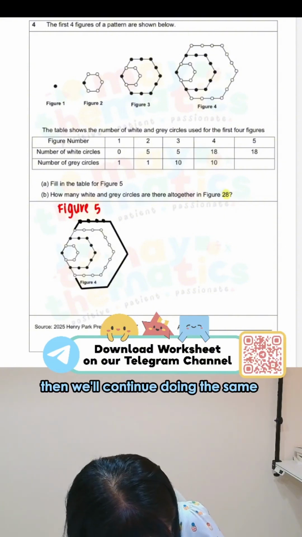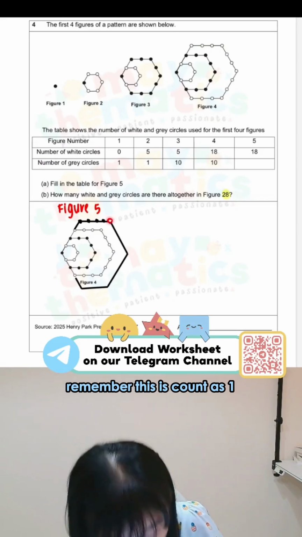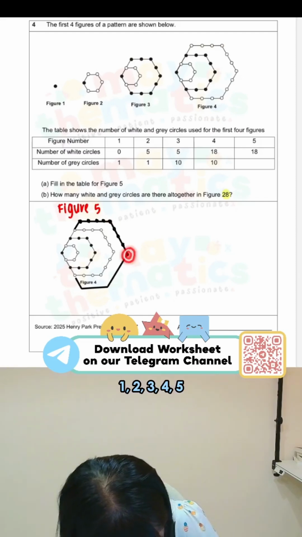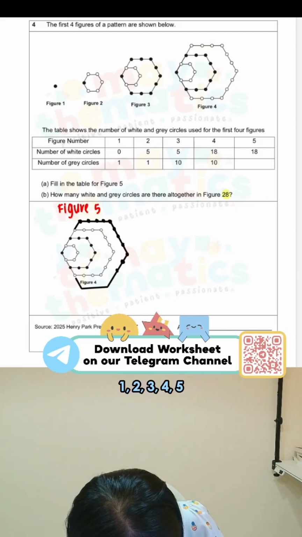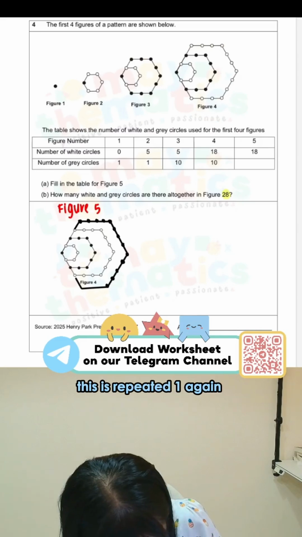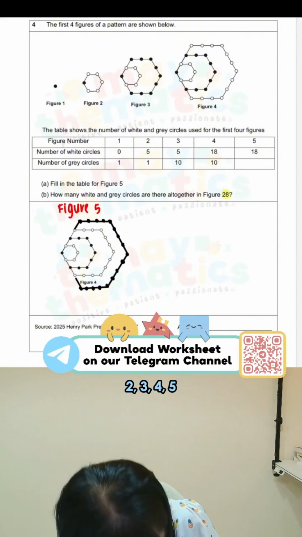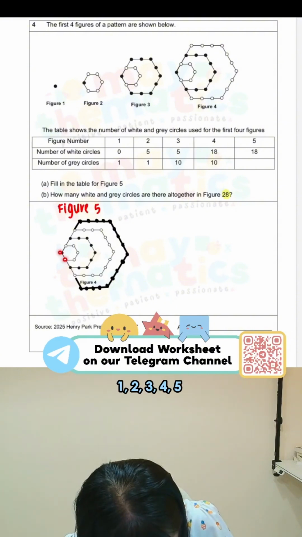Then we'll continue doing the same. Remember this is counted as 1. So 1, 2, 3, 4, 5. Repeated again, this is 1, 2, 3, 4, 5. This is repeated, 1 again, 2, 3, 4, 5. Okay, let's check the last one. 1, 2, 3, 4, 5.